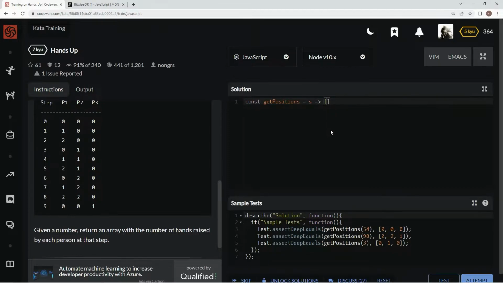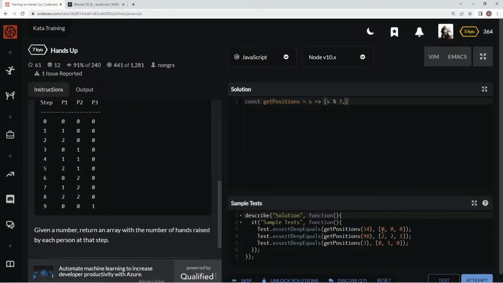That sounds like something to me, doesn't it? I don't know if it does to you, but could it be something like this? S remainder operator 3? Because if it's the next one down, if S is 1, it'll be remainder 1. If S is 2, it'll be remainder 2. And if S is 3, it'll be remainder 0. So I think that's a good start.